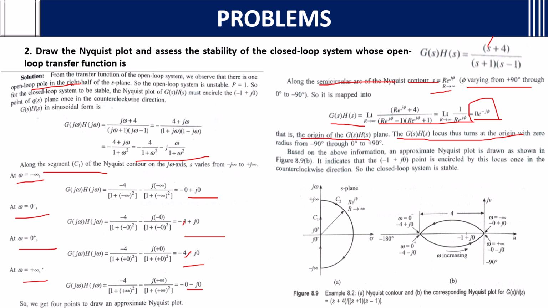To make it stable, we said that it should encircle minus 1 plus j0. So if you see here, this length is 4, and it is encircling minus 1 plus j0 once. Here it is 0 plus j0, and this is minus 4 plus j0 on this side. If you mark this, this becomes the Nyquist contour.